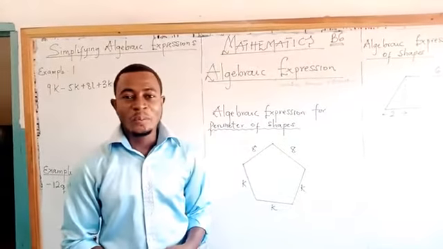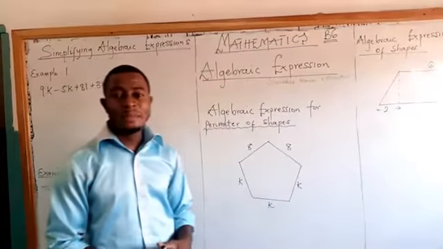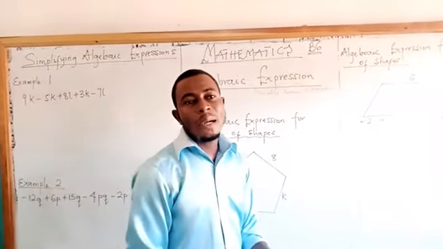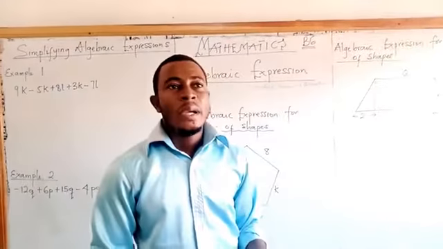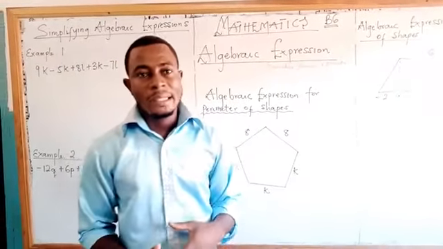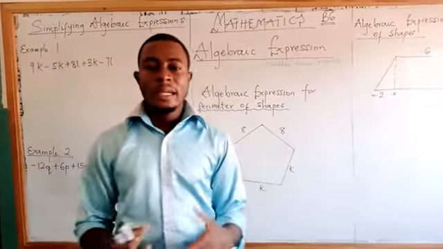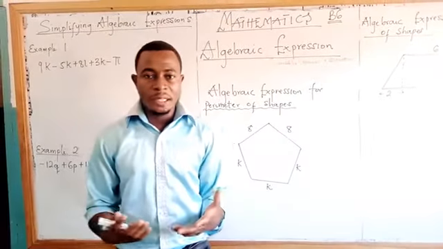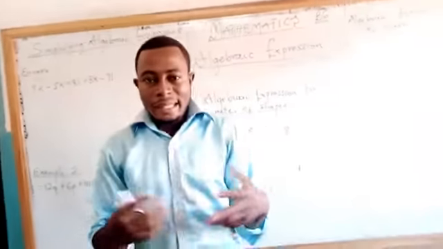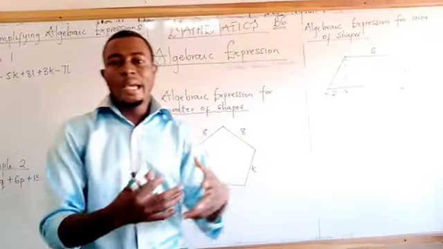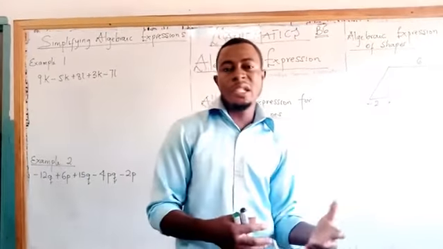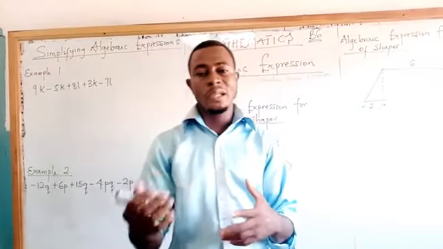I'm Divine Kweku. Today we are looking at mathematics, substrand algebraic expression. When we talk about algebraic expression, it is a branch of mathematics that deals with variables, numbers and operations. Now, these variables are usually letters of the alphabet mixed together with numbers, and then there are operations like addition, subtraction, division, and so on and so forth.